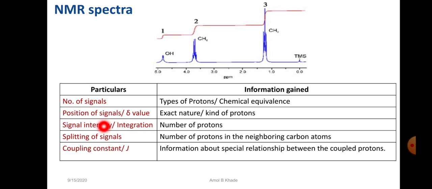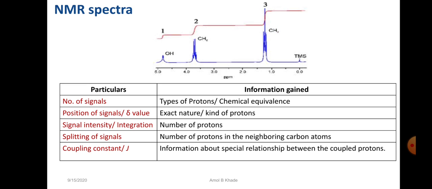Third is the signal intensity, which we usually integrate with the software. We integrate each peak, which is indicated here with the red line. If I integrate a particular peak with the integrator, I will get information about the number of protons present in that peak. For example, if I integrate this CH3 proton peak, I will get an integration value of 3 or near to 3. That indicates this peak corresponds to 3 protons, and these 3 protons are in one particular environment.